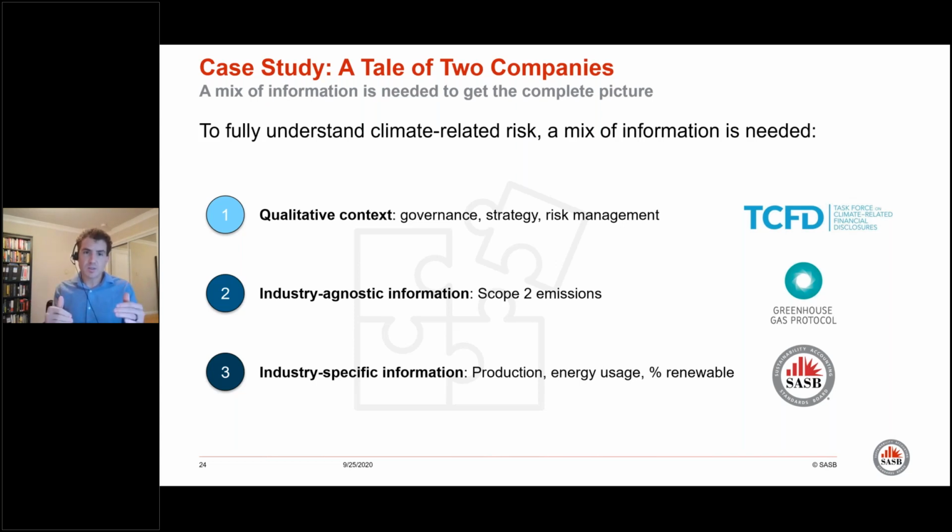And then for that industry-specific layer of data, the SASB standards help build out that fuller picture, including the amount of commodity produced, the amount of energy used to accomplish this, and the percentage of such energy that was sourced from renewable sources.